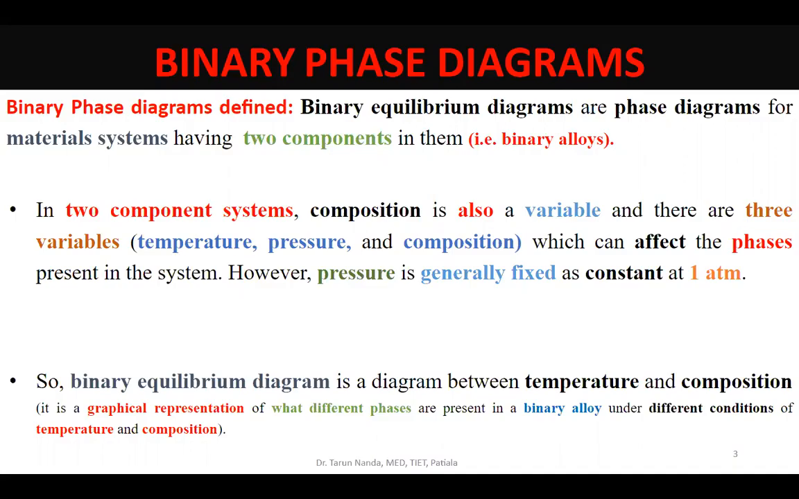But fortunately, for most of the binary alloys, when they are processed, the pressure conditions remain constant at atmospheric pressure conditions. So pressure is constant at 1 atm. So we are left with only two variables, one temperature and the other composition. So a binary phase diagram shows you that for a given binary alloy under different conditions of pressure, temperature and composition, what different phases would be observed, right?